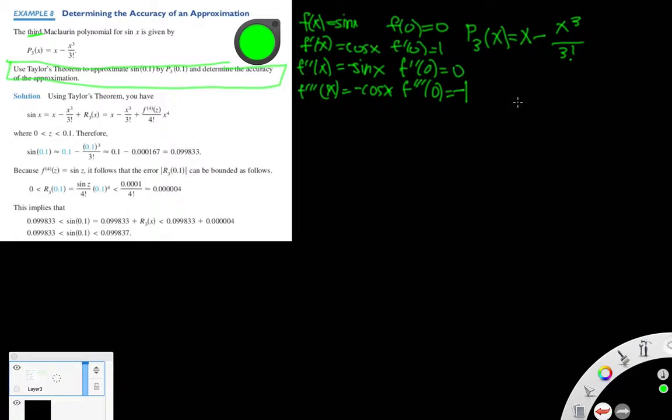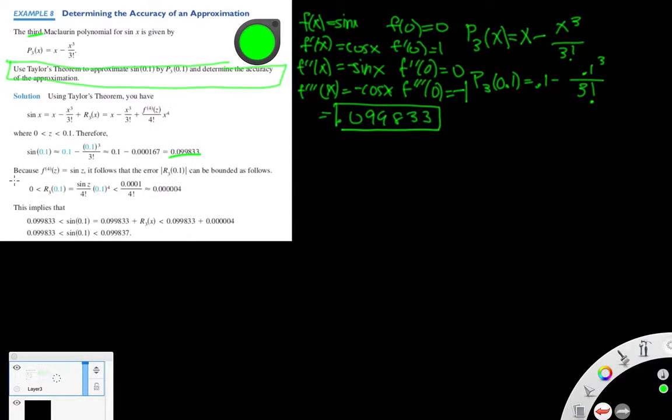Now the second step is to actually approximate this value, and you want to approximate 0.1. So all you do is plug in 0.1 here. So 0.1 minus 0.1 cubed over 3 factorial. And that is what they did right here. So sine of 0.1 is approximately equal to 0.1 minus 0.1 cubed over 3 factorial. This is exactly what they did. And you get a value of 0.099833. So that's the first answer. The first part of the problem is already solved, and that's what they got right here.